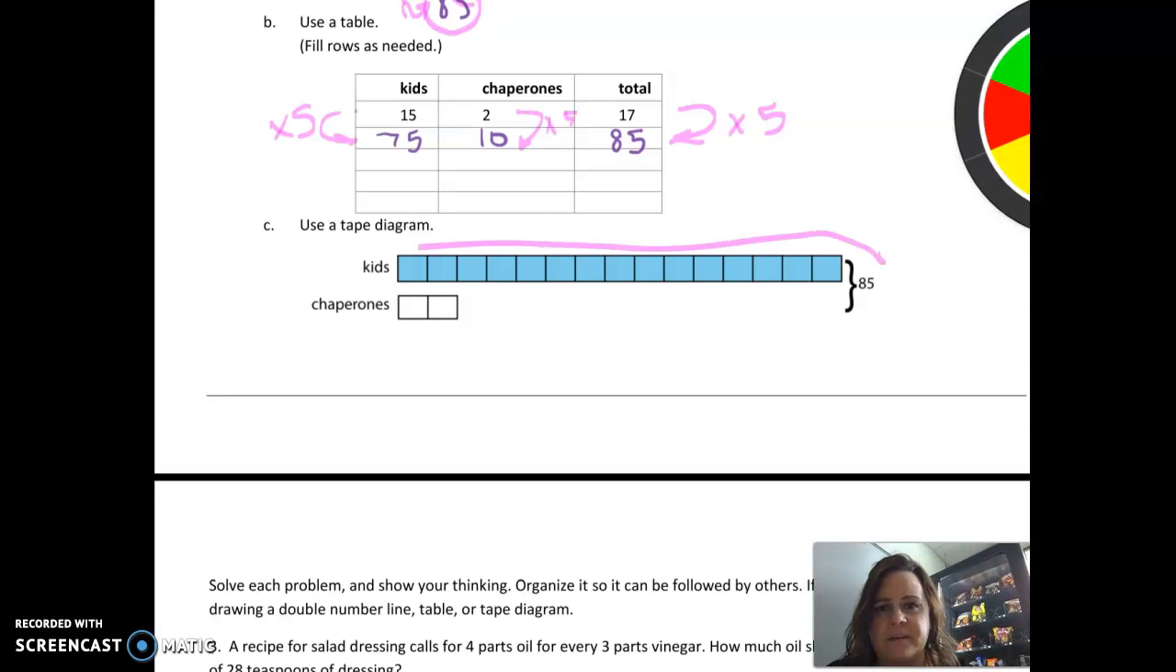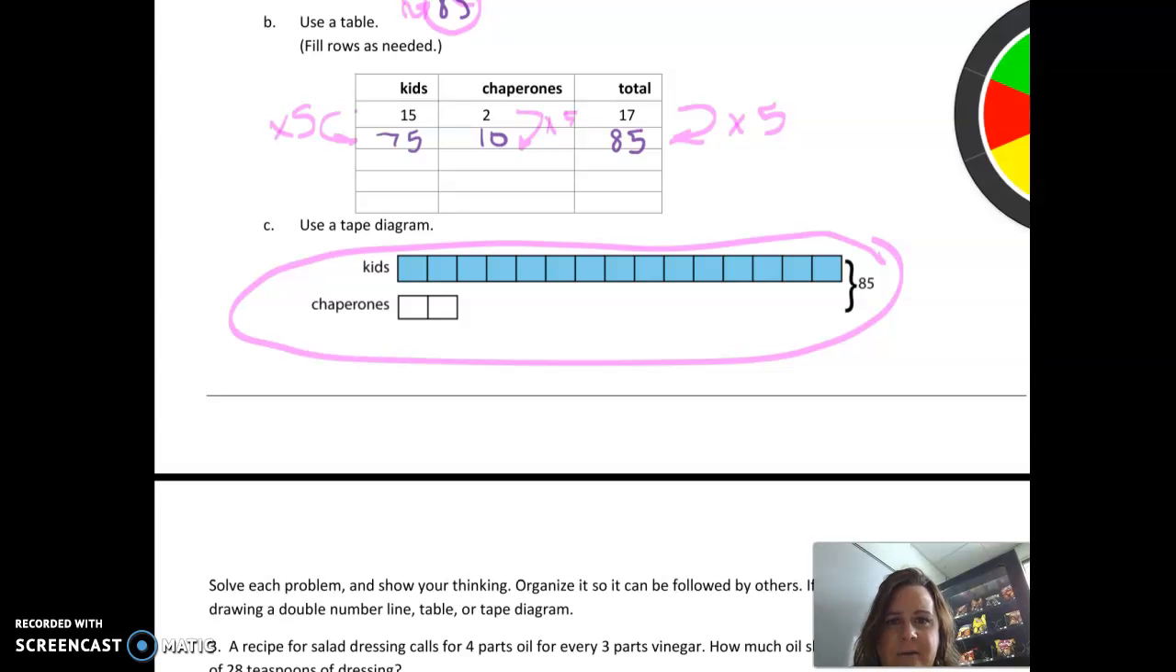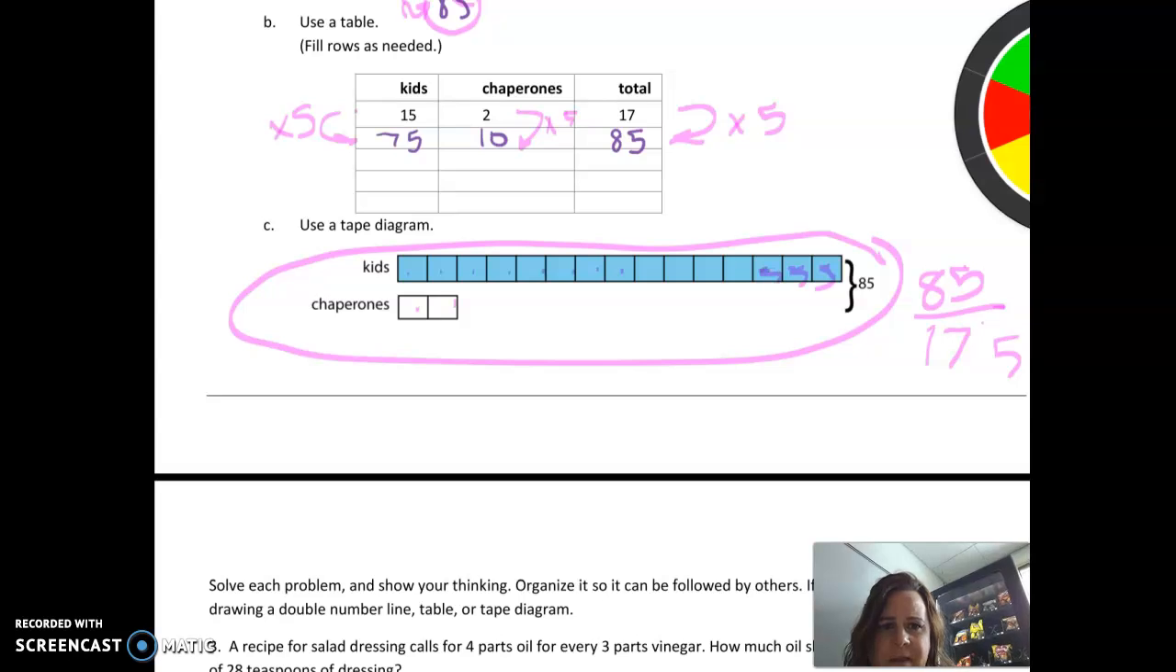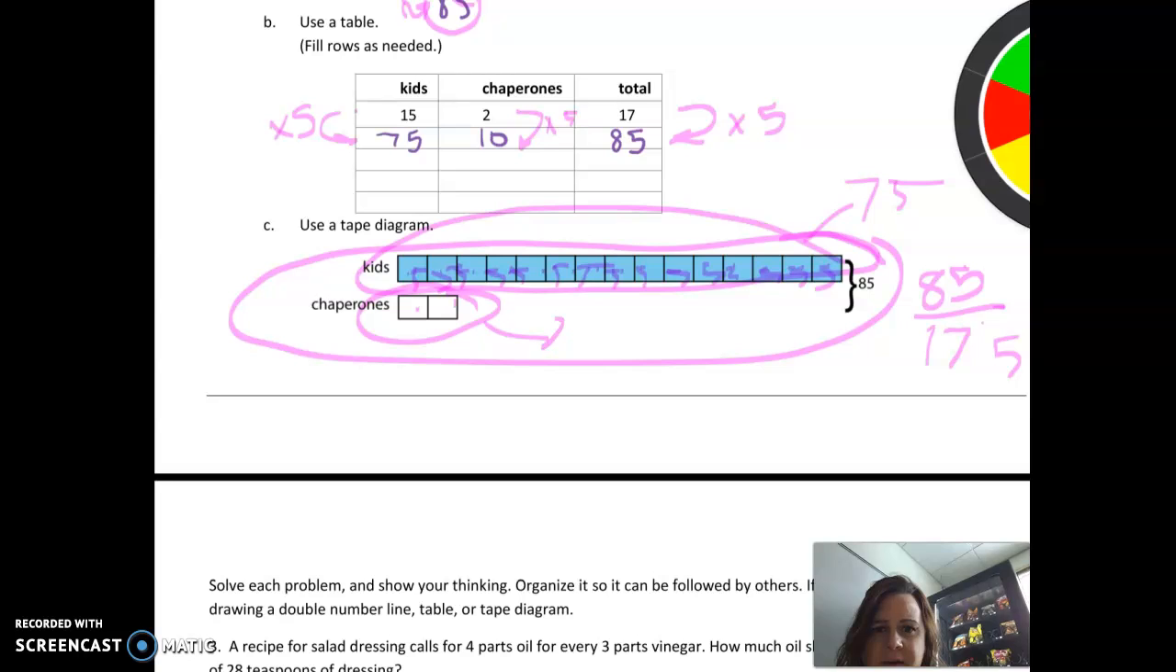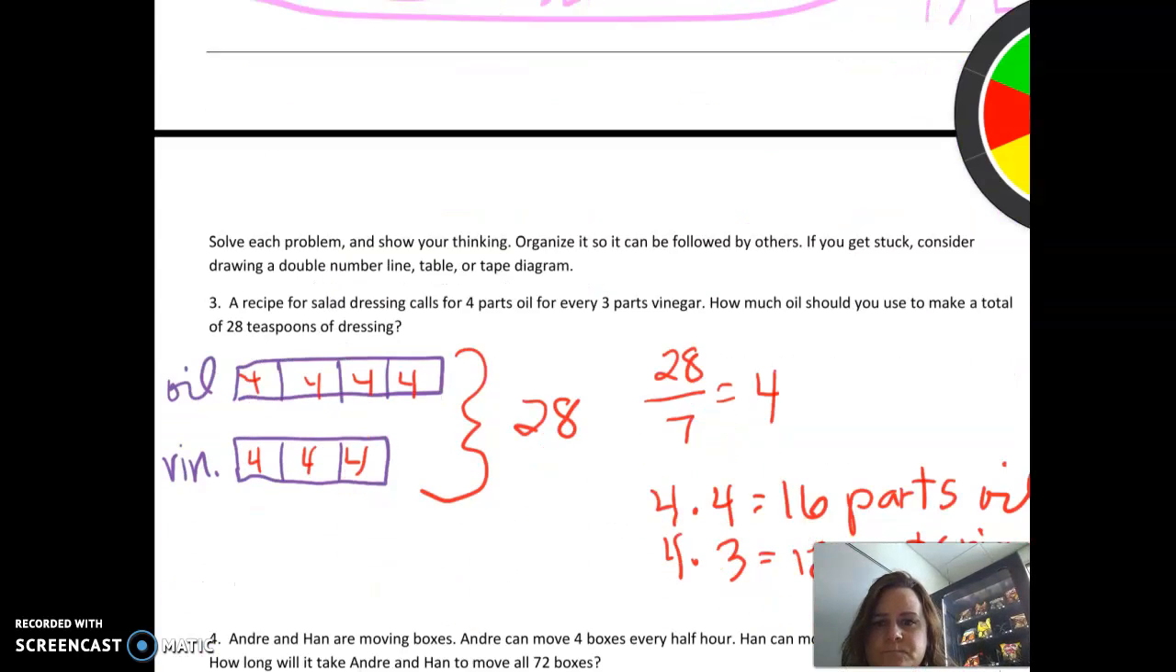So I know that this entire tape diagram represents 85. And then if I divide 85 by 17, and I get 17 if I count all of these, 1, 2, 3, 4, 5, 6, 7, 8, 9, 10, all the way to 17, then I get that each of these has a value of 5. And then I can just look and see how many I have total in each of the strips. So I would do 5 times 15 right here to get 75 for kids, and 5 times 2 right here to get 10 for chaperones.